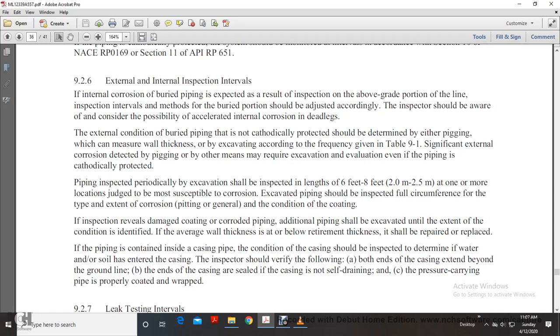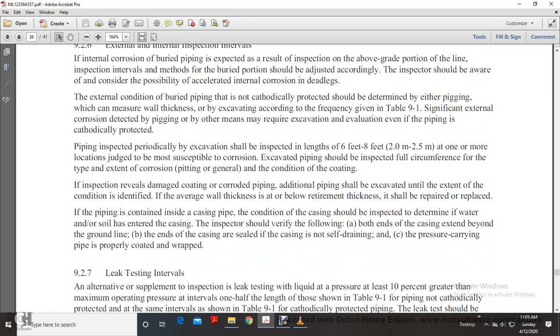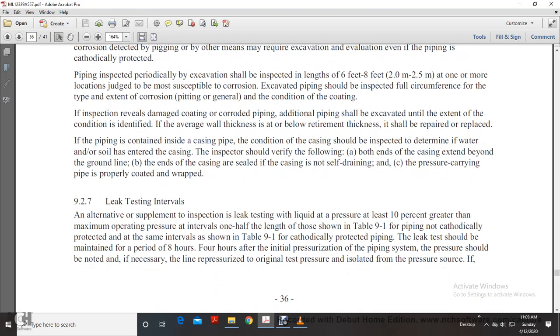If inspection reveals damaged coating or corroded pipe, additional piping should be excavated until the extent of the condition is identified. If the average wall thickness is at or below the retirement thickness, it shall be repaired or replaced. If the piping is contained inside a casing, the condition of the casing should be inspected to determine if water and soil have entered, and the inspector should verify the following: both ends of the casing extend beyond the ground line; the ends of the casing are sealed when the casing is non self-draining; and the pressure carrying pipe is properly coated and wrapped.